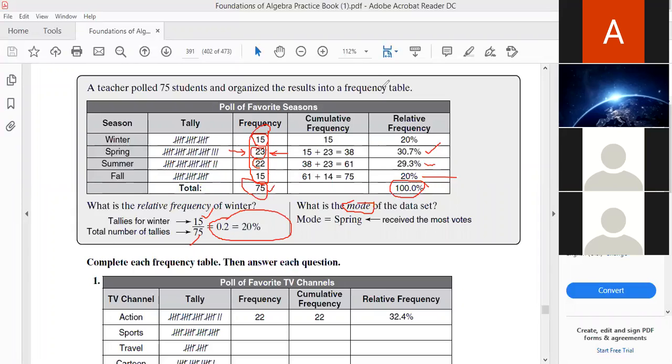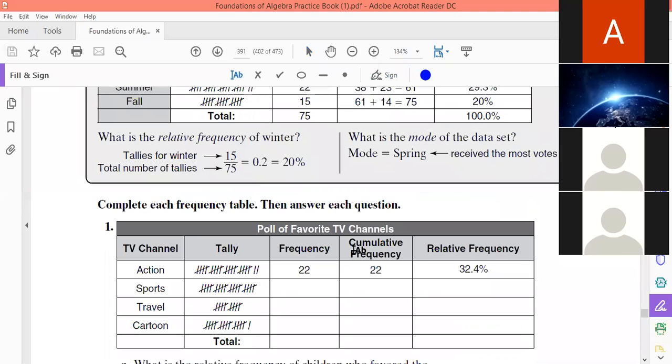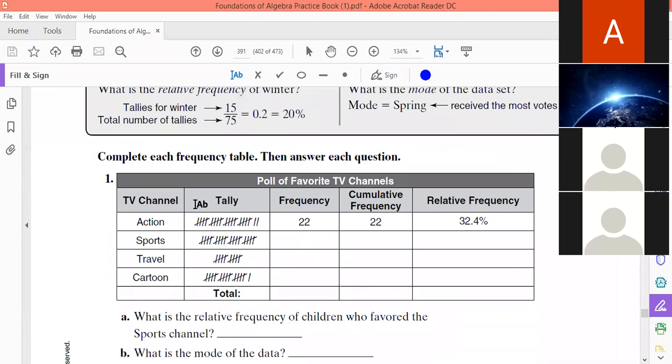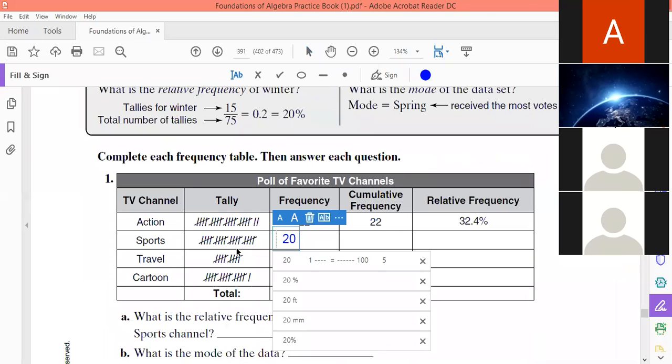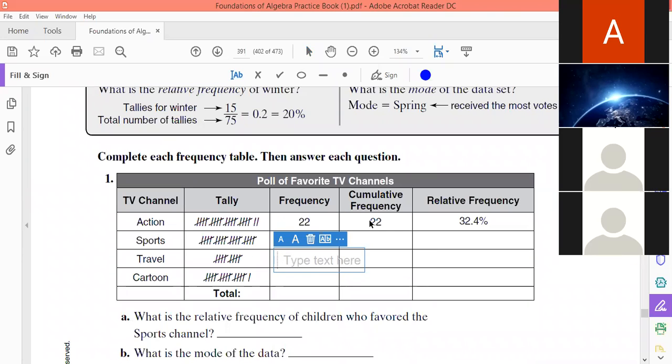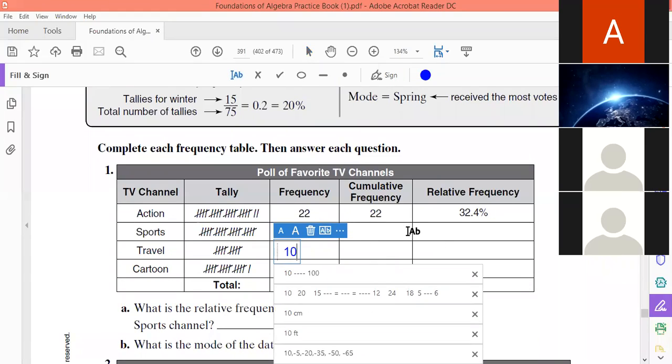Now let's move down and solve the questions. Question number one. Complete each frequency table, then answer each question. Sports, tell me its frequency. Count it and tell me. 20. Then for travel, it's 10. And then for cartoon.